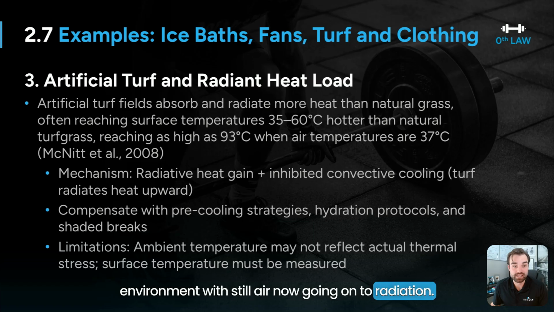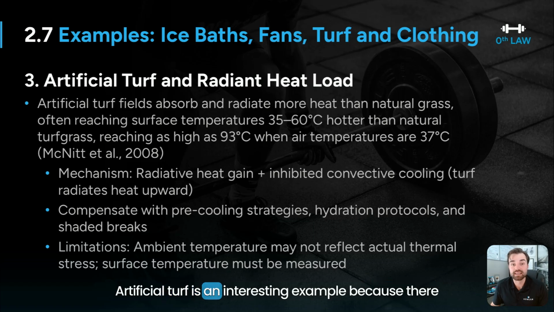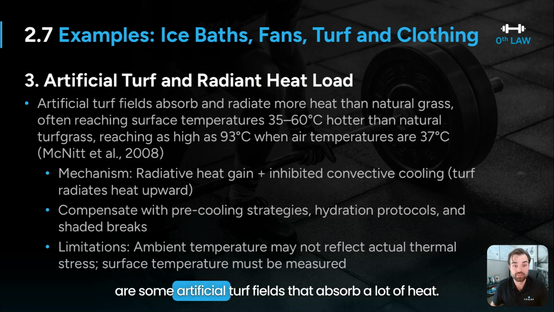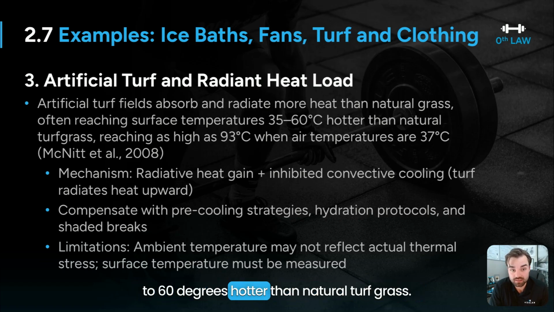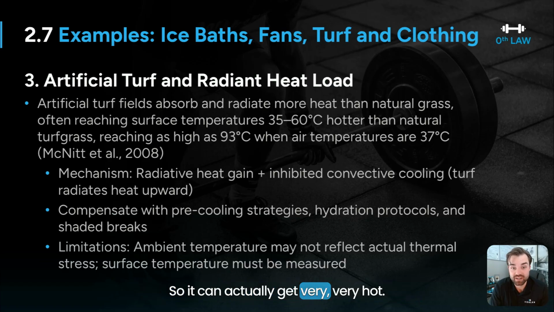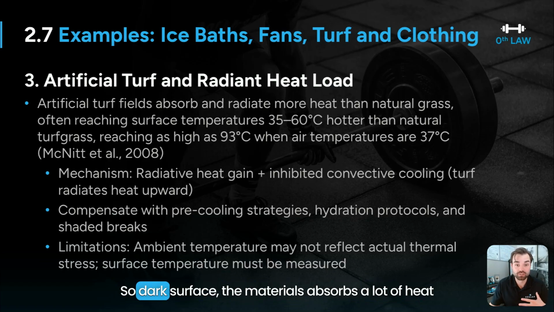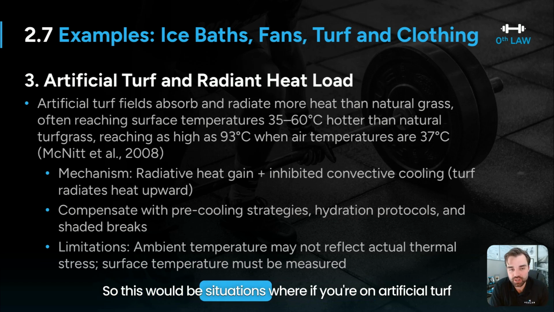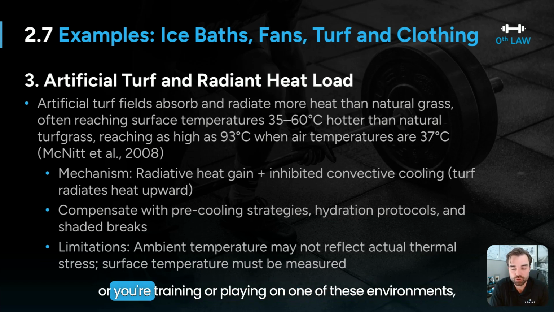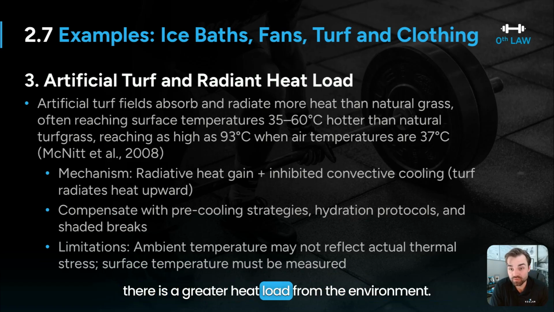Now, going on to radiation, artificial turf is an interesting example because there are some artificial turf fields that absorb a lot of heat. And in fact, it's been found compared to natural grass that the surface temperature is often 35 to 60 degrees hotter than natural turf grass. So it can actually get very, very hot. So dark surface, the materials, it absorbs a lot of heat from the sun and then it sort of radiates that off. So this would be situations where if you're on artificial turf or you're training or playing on one of these environments, there is a greater heat load from the environment.